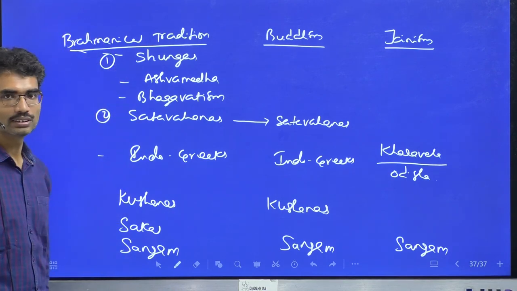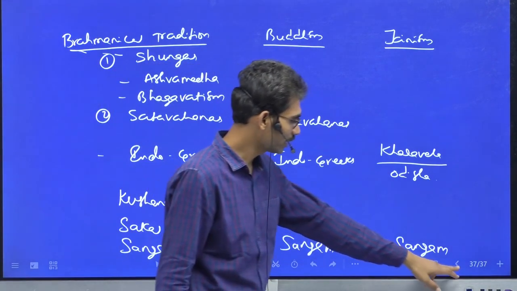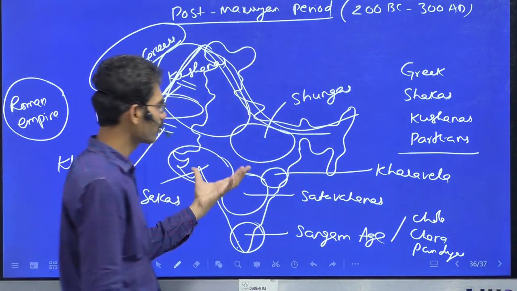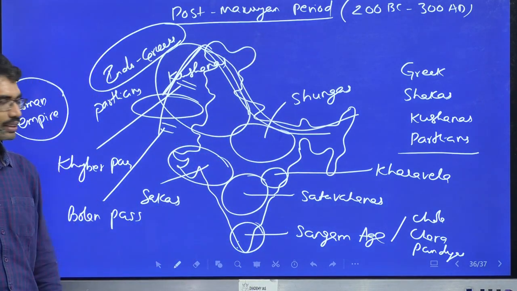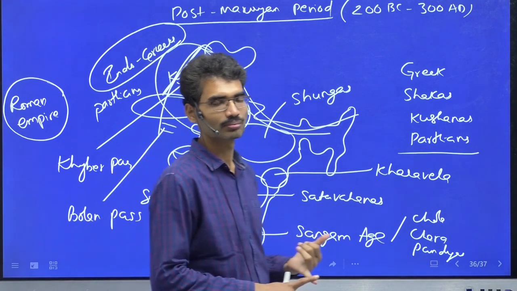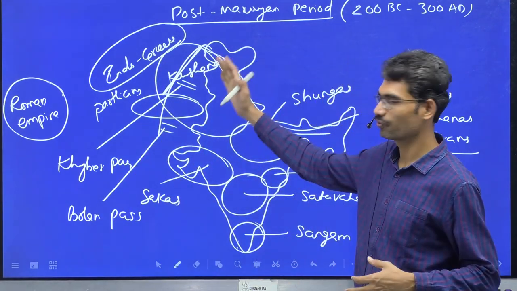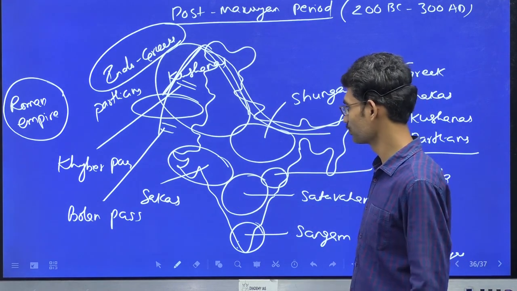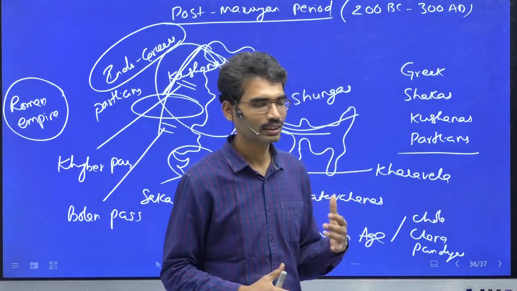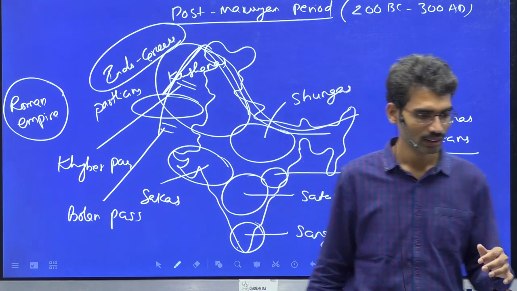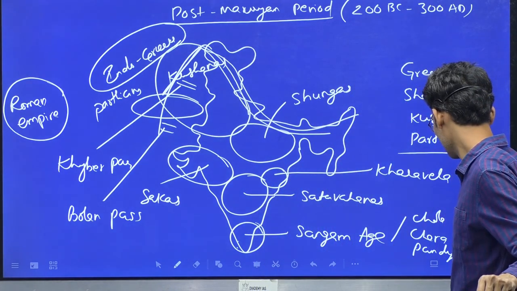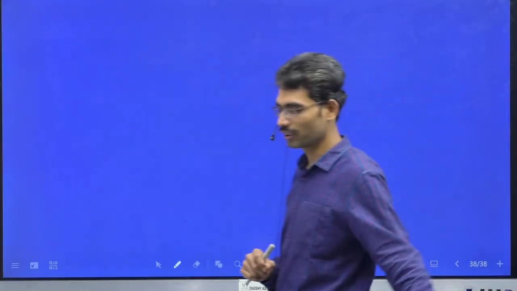So different regions, different kingdoms, by this time, philosophy-wise or ideology-wise, Brahmanicalism was there, Buddhism was there, Jainism was there. It spread in different parts of the country. Now, with respect to these strings, certain facts are there. These facts are going to be important with respect to prelims point of view.